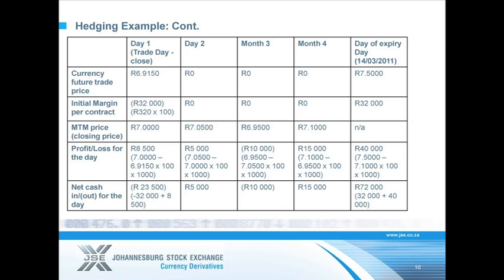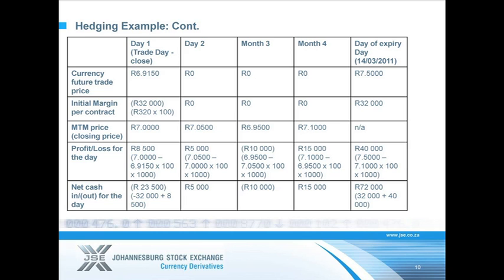On day 2, you do not trade, but we have another mark-to-market. We revalue the market at 7.05. This means another 5,000 Rand will flow into your account. Similarly, on month 3 you will have another mark-to-market, and on month 4 you'll have a mark-to-market.